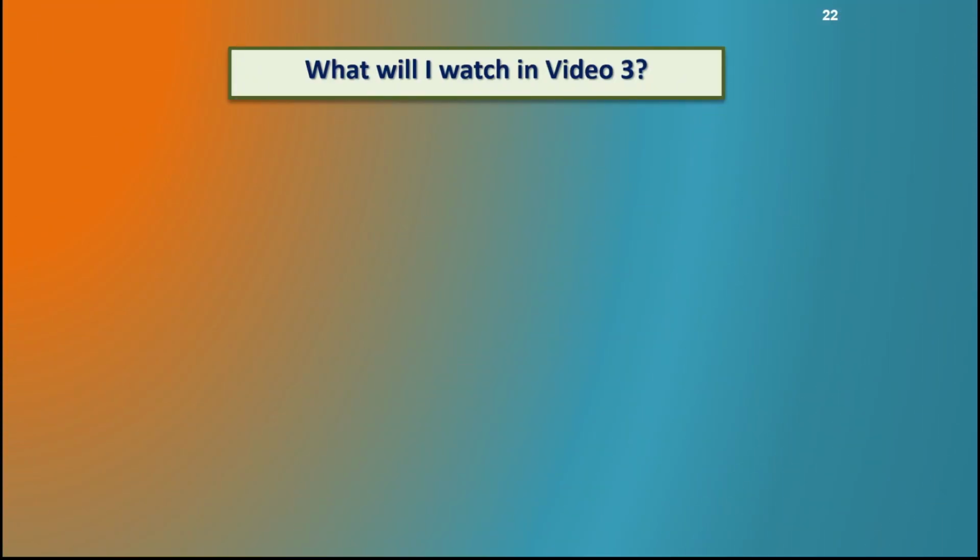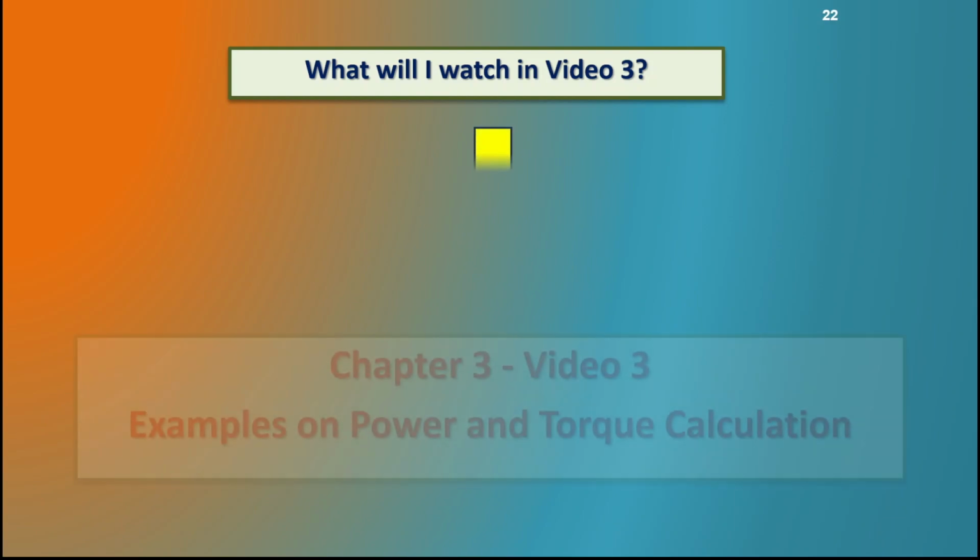In this video, we derived the torque speed characteristics of the three-phase induction motor and how to find the torque analytically, and the main points of these torque speed characteristics such as starting torque and maximum torque. And what is the relation between the developed torque and maximum torque, starting torque and maximum torque when the stator resistance is neglected. So what will I watch in video number 3?